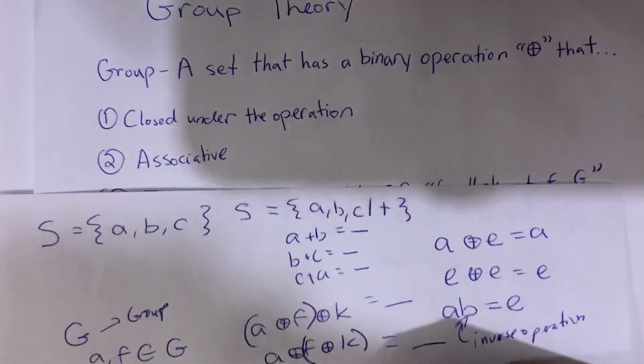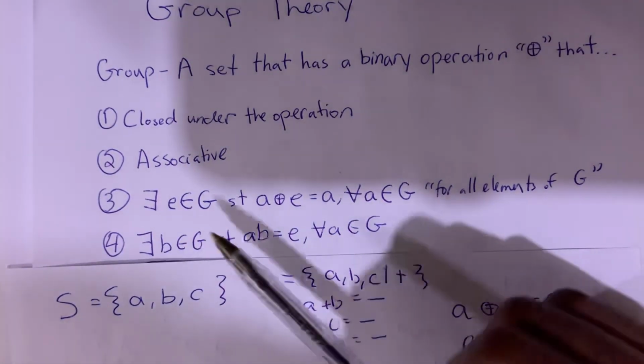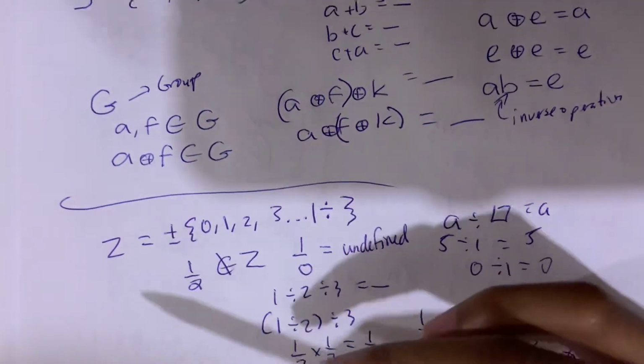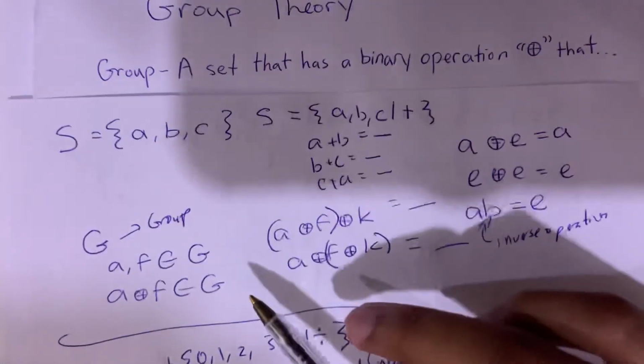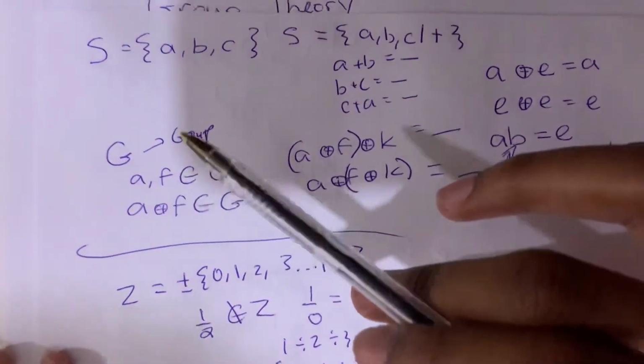Okay, and yeah, so 3 and 4 are obeyed, but not 1 and 2. So that means that the integers under division is not defined. So yeah, that's an example of something that is not a group.